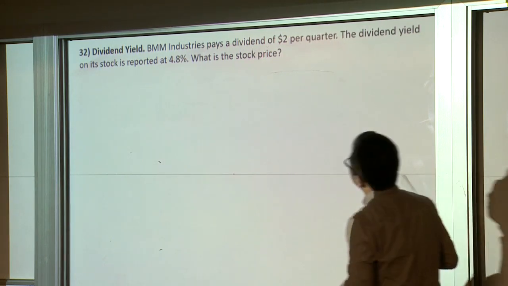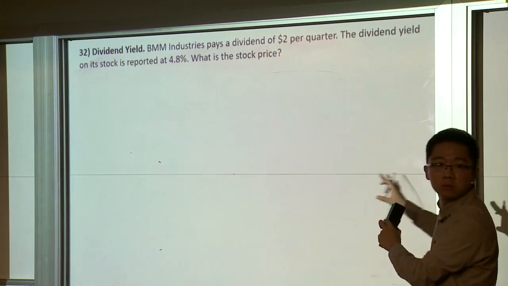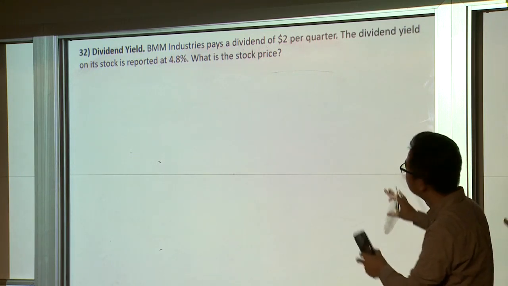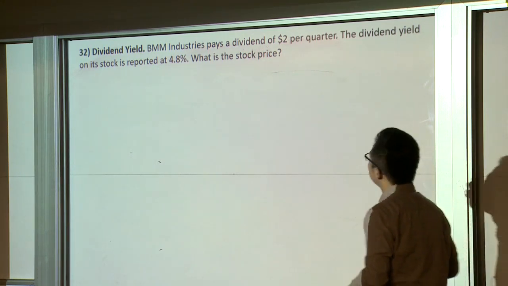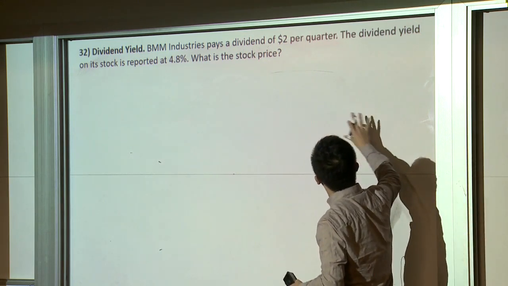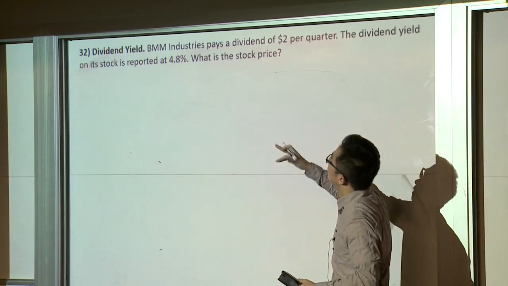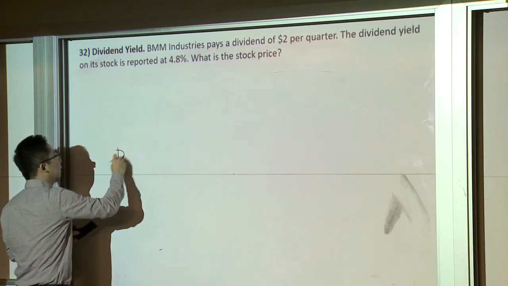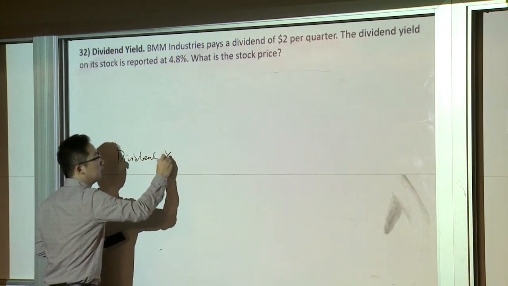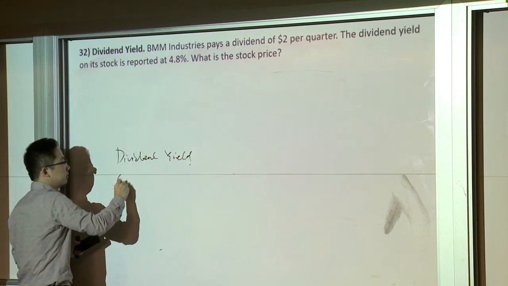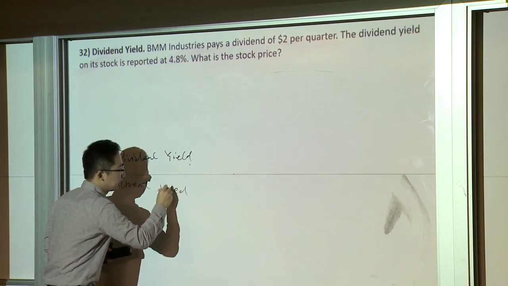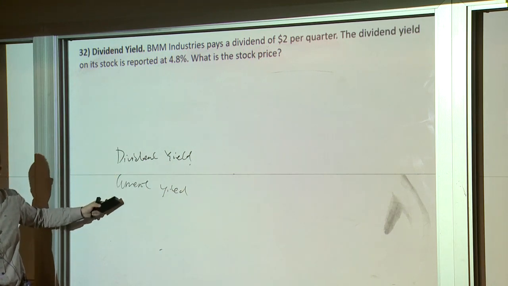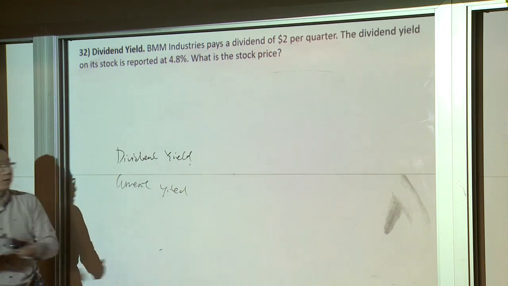So BMM Industries pays a dividend. Now we come to chapter 7. Okay, stock valuation. We are going to talk a lot about dividends. BMM Industries pays a dividend of $2 per quarter, and the dividend yield on this stock is reported at 4.8%. So what is the formula for dividend yield? It is the same as current yield. Exactly the same, but they are used for different financial securities. Dividend yield is used for stock, and current yield is used for bonds. But they have exactly the same formula.